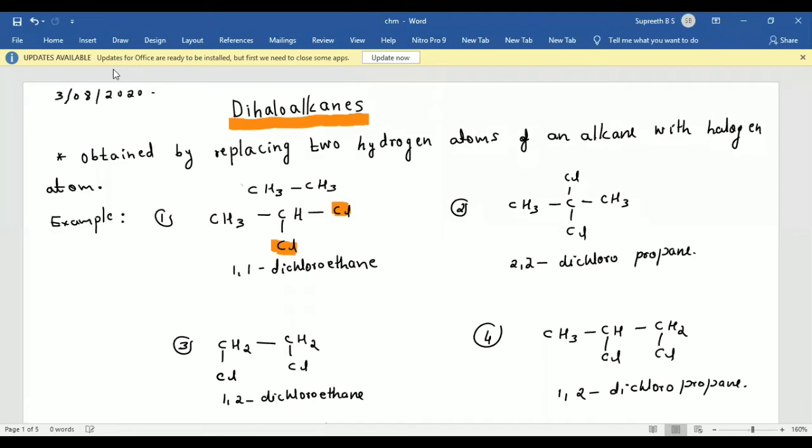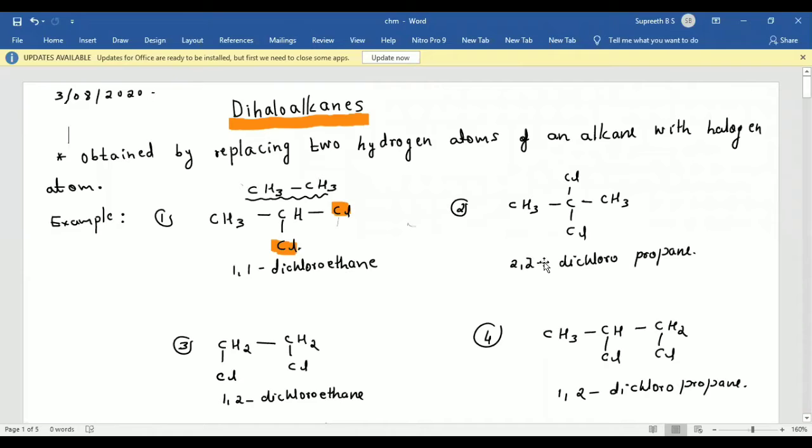CH3 is the basic molecule, right? Then we are replacing hydrogen atoms of this molecule with two chlorine atoms, this chlorine and this chlorine atom. So it is obtained by replacing two hydrogen atoms of an alkane with the halogen atom, right?